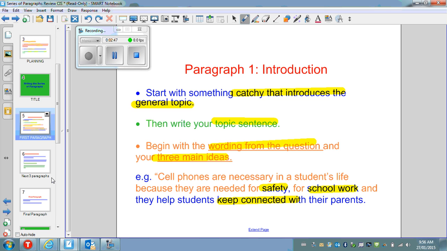So as you can see here, cell phones are necessary in a student's life. That is your thesis or your main idea or argument. Someone else, you could write your series of paragraphs on cell phones being necessary in a student's life. Another student could turn around and write a series of paragraphs saying that cell phones are unnecessary in a student's life. And they could come up with 3 points arguing that.